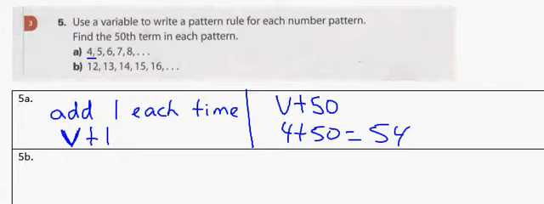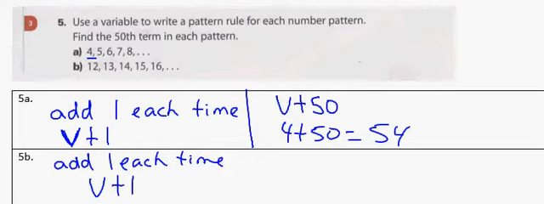Look at B, pattern B. 12, 13, 14, 15, 16. It's really the same kind of pattern. It's going up by 1 each time, right? What's the pattern rule? Well, we're adding 1 each time. And what would the expression be? Well, it would be V plus 1, right?